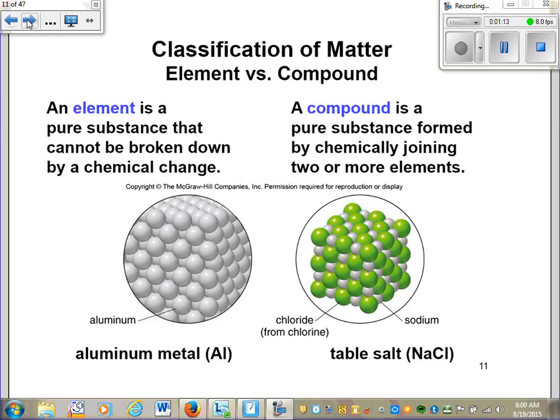A compound is a pure substance formed by chemically joining two or more elements. We can take sodium, which is a metal, highly reactive, toxic. React it with chlorine, which is a highly toxic gas, and end up with sodium chloride, a compound, normal table salt. Baking soda is sodium, hydrogen, carbon, and oxygen, all combined in a certain ratio to give us a compound.